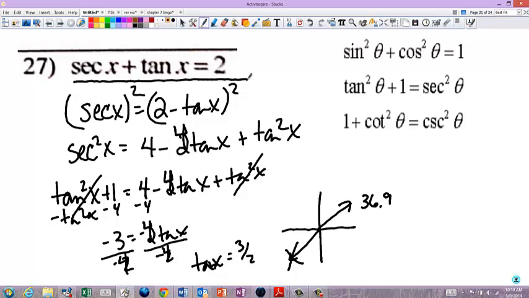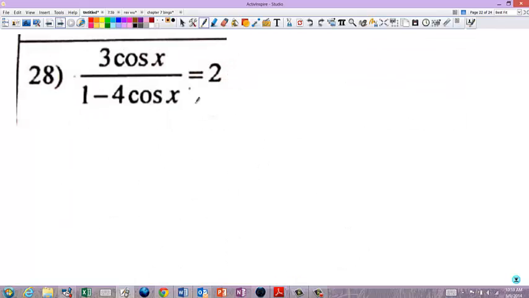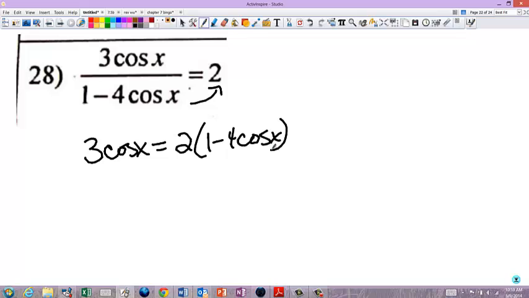But the last three, 29 factors nicely, 30 factors. On 30, I would replace secant squared with tan squared plus 1, combine like terms and factor. And 28, here I can get you started. Just move this over here, so it would be 3 cosine of x equals 2 times 1 minus 4 cosine of x. Then just get everything on one side and solve it. So the last three shouldn't be too bad. They are all decimals. So good luck. I hope you make 100 on this one.